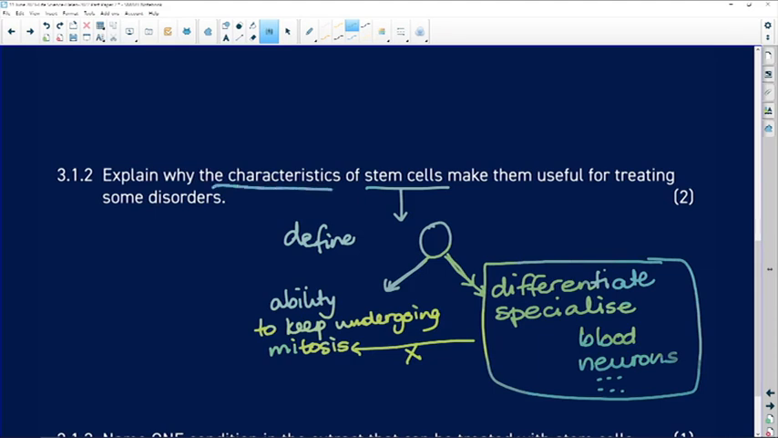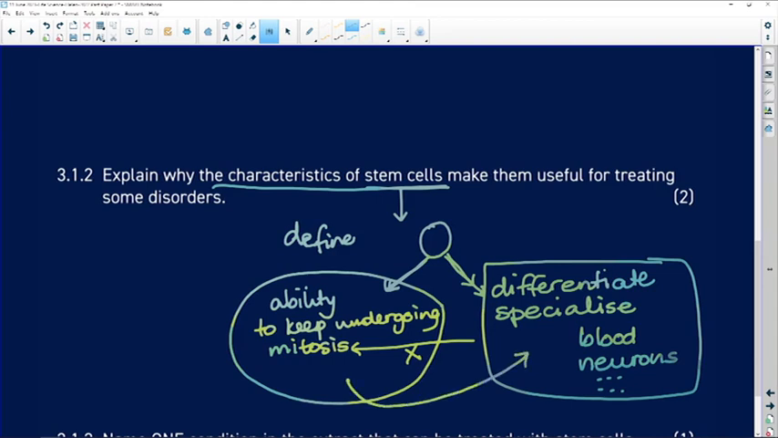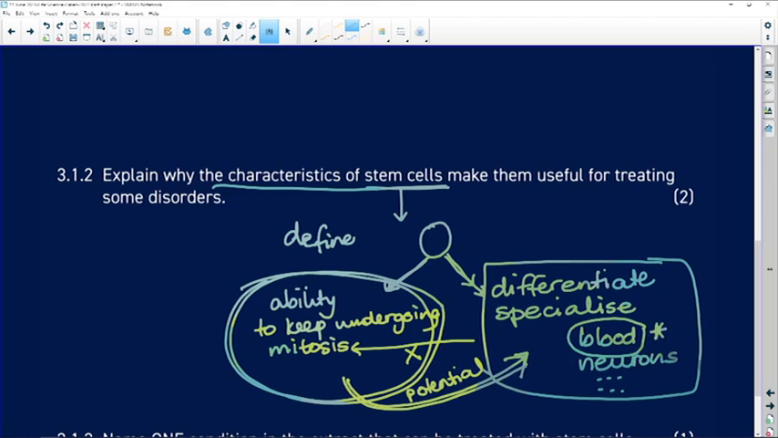So why do the characteristics of stem cells make them useful for treating disorders? Stem cells have the ability to keep undergoing mitosis, and potentially they have the potential to become any cell in the body. So if we have a blood disorder, we could get stem cells from the same person and we could get them to differentiate or specialize to make blood cells, not just any kind of blood cells, but blood cells from that person with the identical DNA.